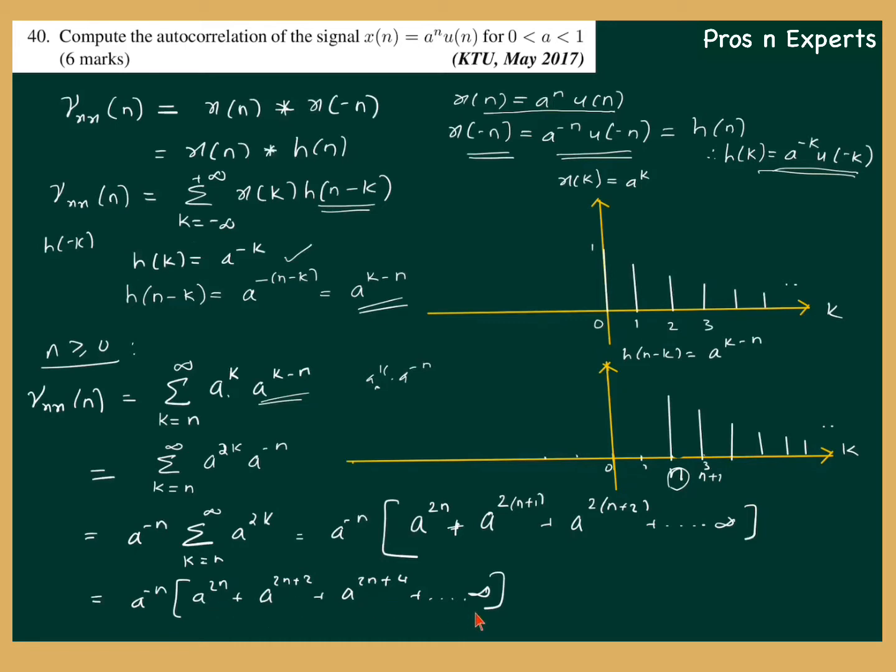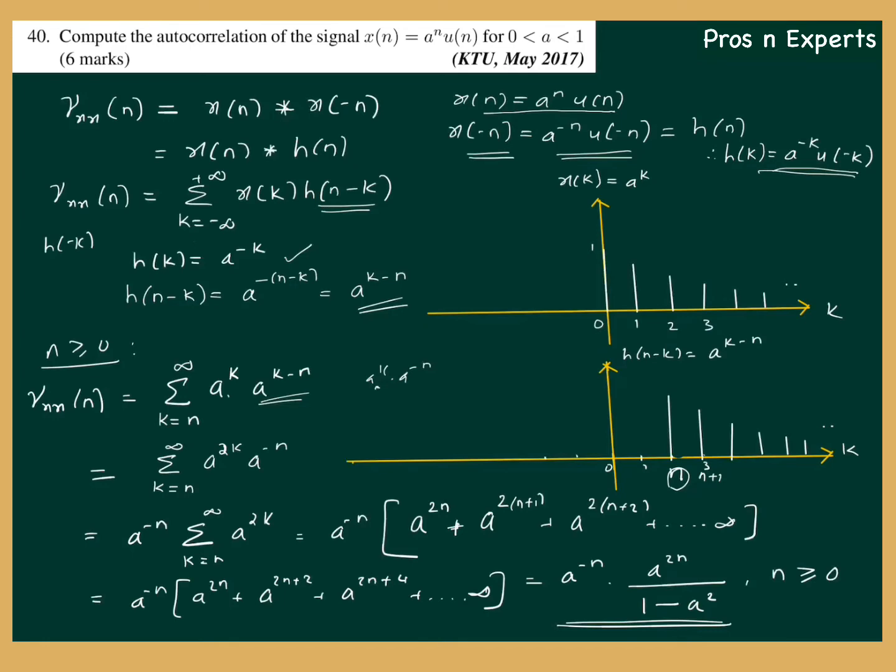These are again an infinite geometric progression, where the first term is a raised to 2n, and what is the common ratio? Common ratio is a square, right? A raised to 2n multiplied by a square gives you a raised to 2n plus 2. So the common ratio is a square. Since a is less than 1, we can use the sum of infinite terms of a GP. That becomes a raised to minus n into, first term a raised to 2n, a by 1 minus r is the expression. So a raised to 2n by 1 minus a square, where a square is the common ratio. So this is the output expression for the interval n greater than 0.